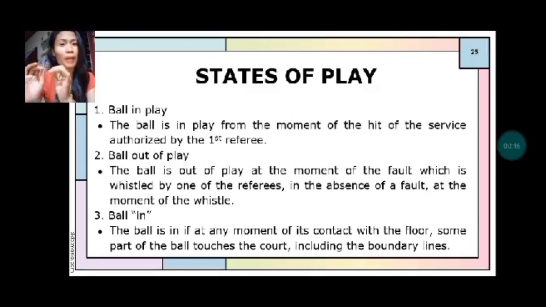But for ball out of play, once the referee whistles and the ball lands outside the court, or the server steps on the line of the court, that is called ball out of play. So the ball is out by the server. What is ball out of play? The ball is out of play at the moment of the fault, which is whistled by one of the referees, or in the absence of a fault, at the moment of the whistle. We already know what the faults inside the court are.